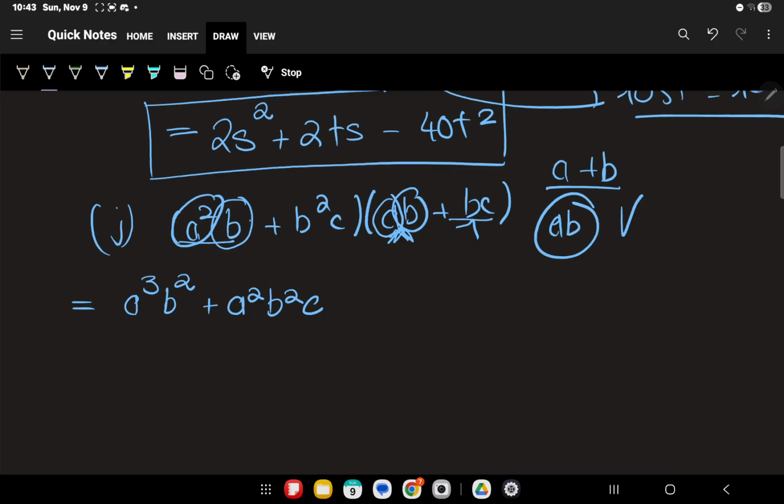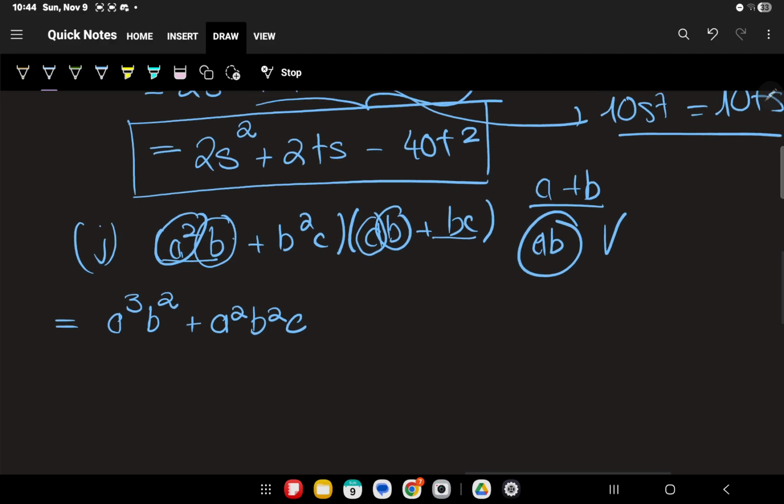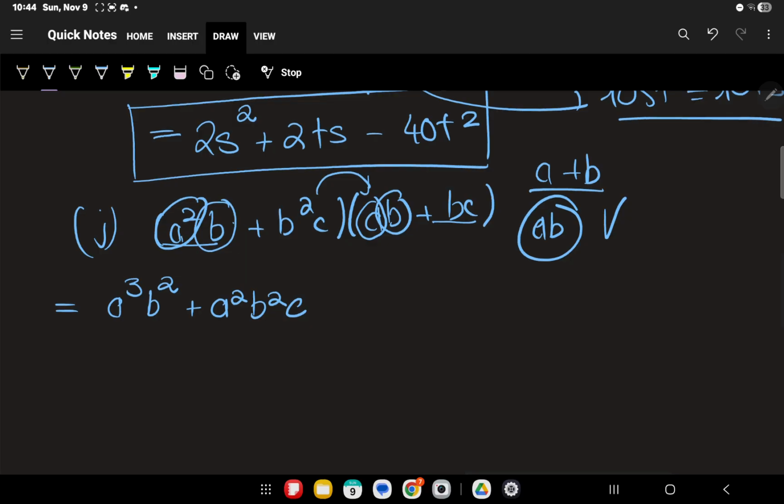Next we have the inner terms, b squared c times ab. Do we see any c's in this? No, we don't, so we bring the c down. Do we see any b's? Yes, we see the b in common. But we do see the b in common, right? So b squared times b is b cubed. And you don't see any a's in common either, so we bring the a down.